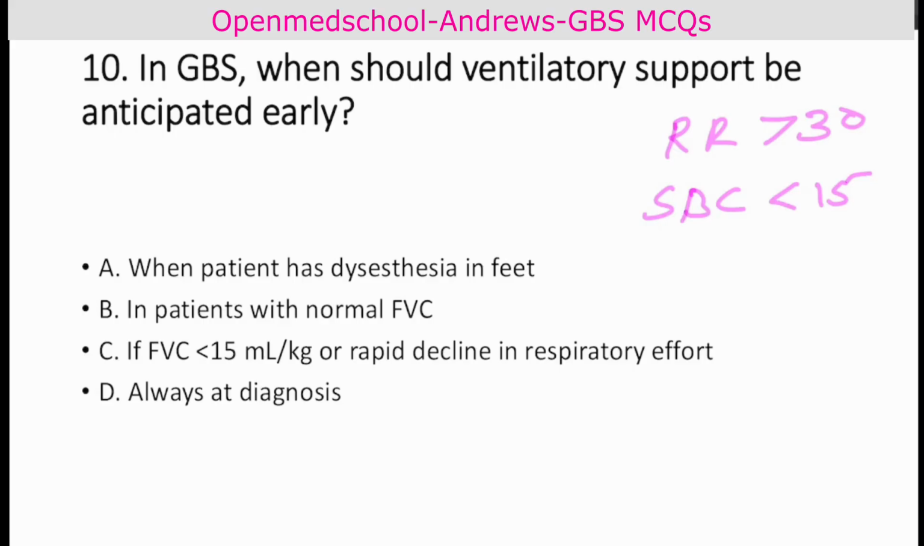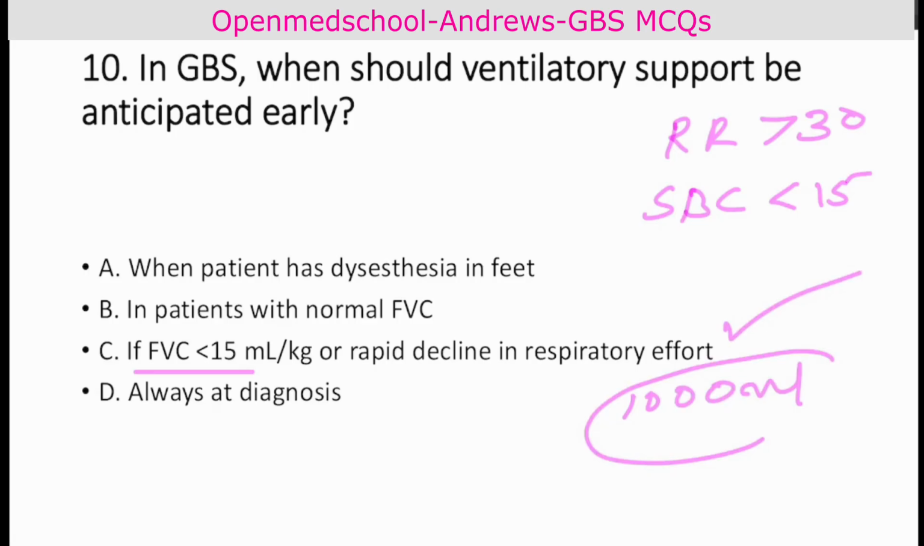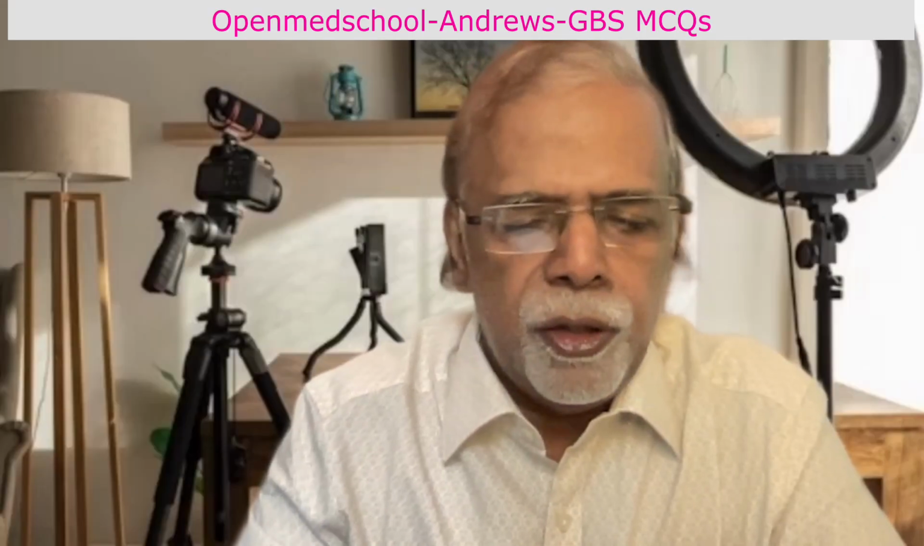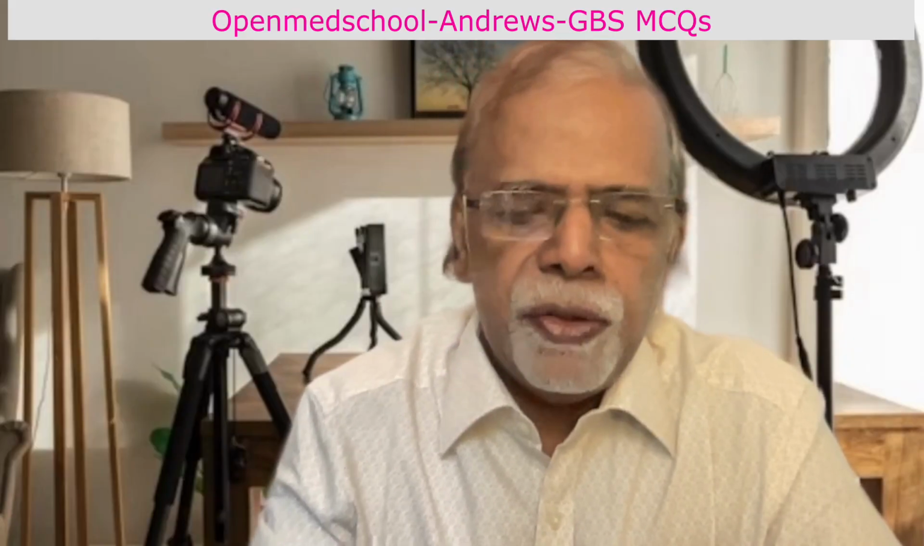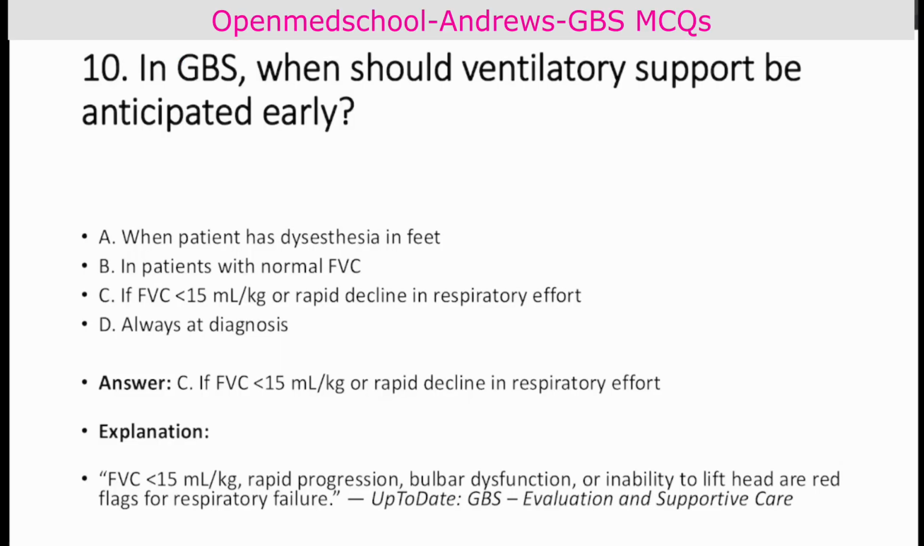The most important clinical point is forced vital capacity less than 15 ml per kilogram or 1000 ml. So the correct answer is forced vital capacity. Remember this point: forced vital capacity less than 15 ml per kilogram needs intubation. So in GBS, when should ventilator support be anticipated? If the forced vital capacity is less than 15 ml per kilogram or rapid decline in respiratory effort.